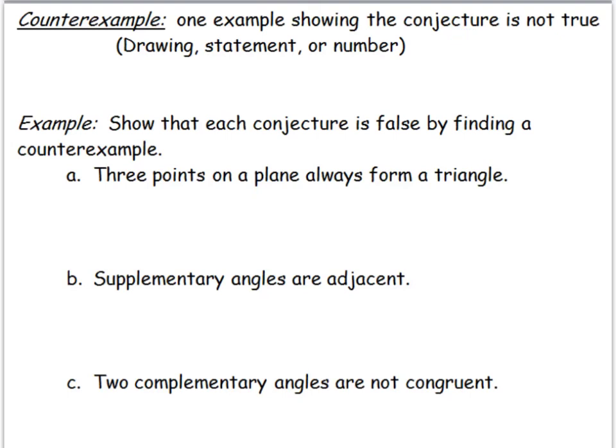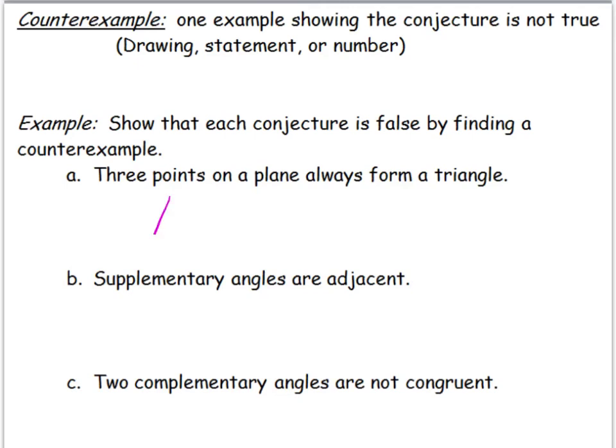So what I'm going to do is go through an example with you. What we want to do is find a counterexample for the following conjecture to prove that it is indeed false. So A says: 3 points on a plane always form a triangle. I think the easiest way in which I can do this is to come up with a drawing that shows that this isn't always true.